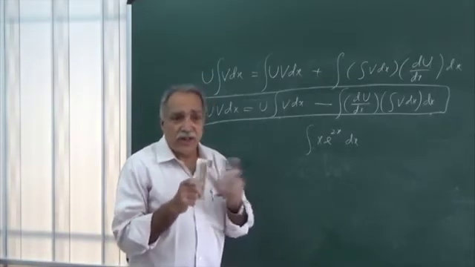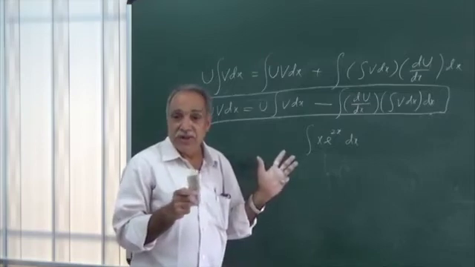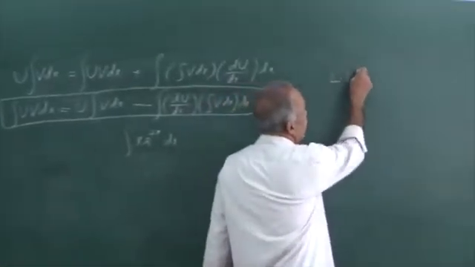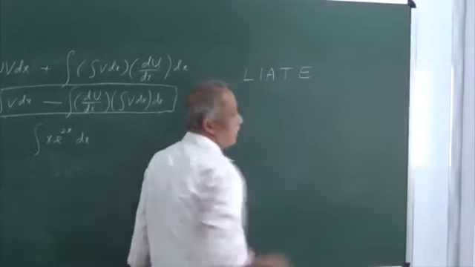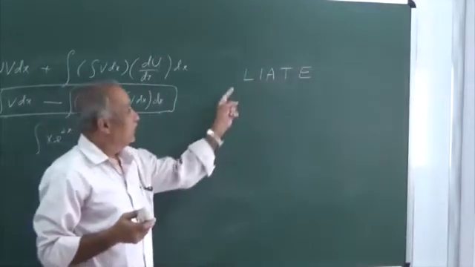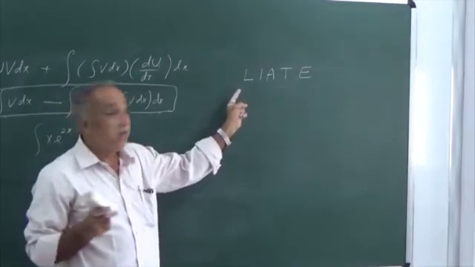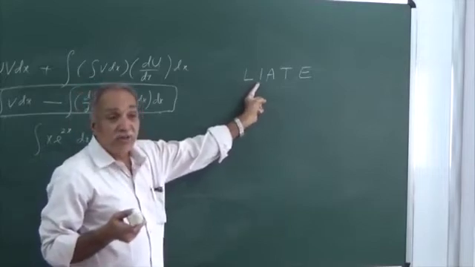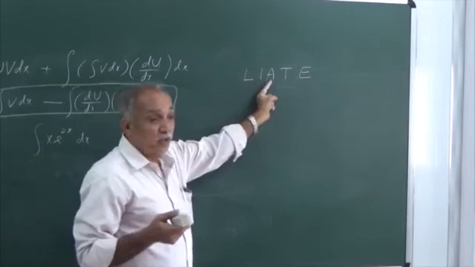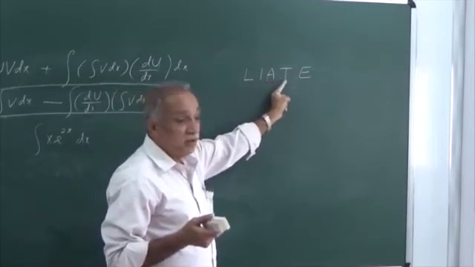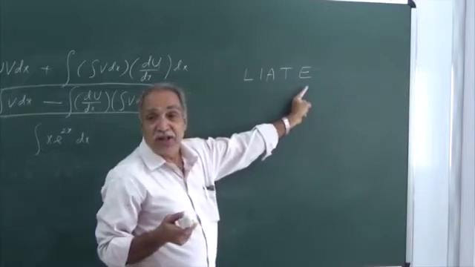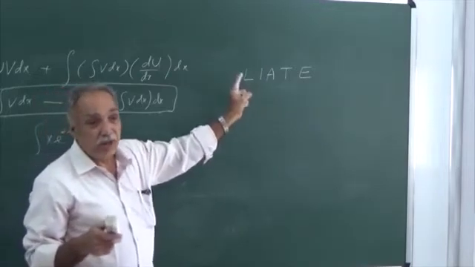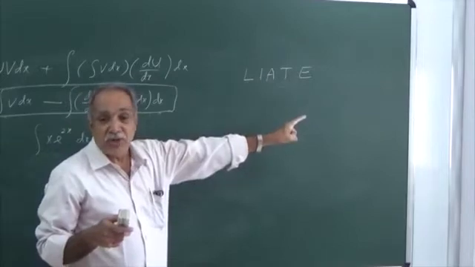One rule, I don't have any logical explanation for this, but practically it works. A rough rule that may be used is: if you find as one of the factors in the integrand a logarithmic function, give it highest priority. Next priority goes to inverse trigonometric functions. Next priority goes to algebraic functions. Next priority, trigonometric functions. Next priority, exponential. In the process, all elementary functions are covered. So highest priority for logarithmic, lowest priority for exponential.